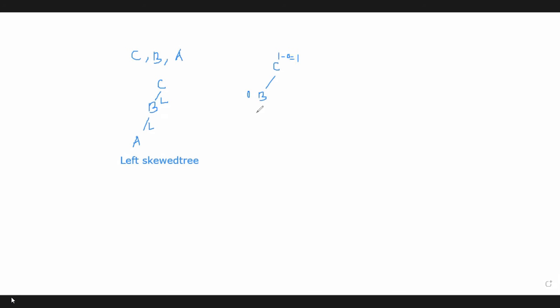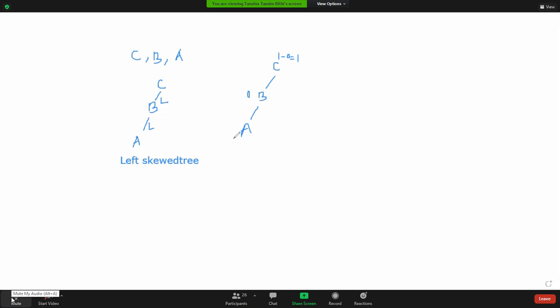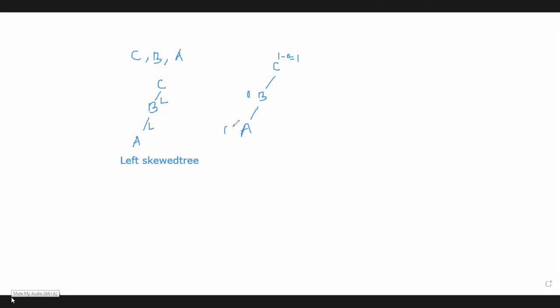But now we have added another left child, that is A. What is the balance factor of A? Its balance factor is 0. What about B? Now B has one left child, so its balance factor will be 1 minus 0 equals 1. And what is the set of the balance factors? Minus 1, 0, 1. Okay.